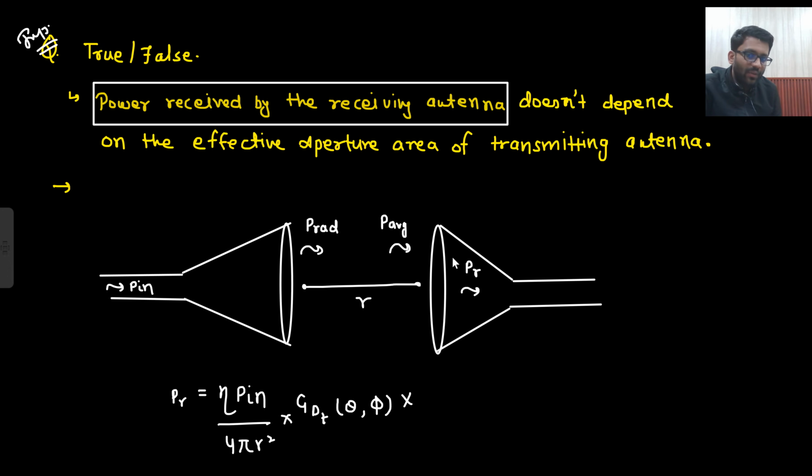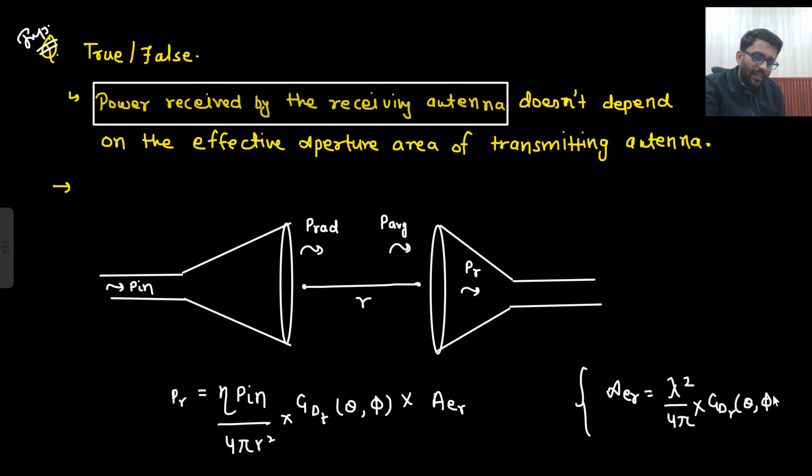Now what I need to do is multiply by the effective aperture area of the receiving side. So, lambda square by 4 pi into the directive gain of the receiving side, into polarization loss factor. In effective aperture area, only the polarization loss factor will come. So effective aperture area is lambda square by 4 pi into the directive gain of the receiving side into polarization loss factor. This will be the effective aperture area of the receiving side.